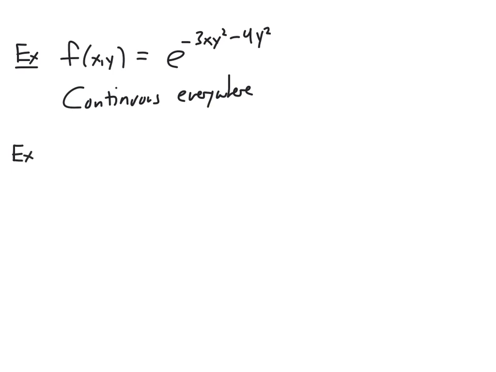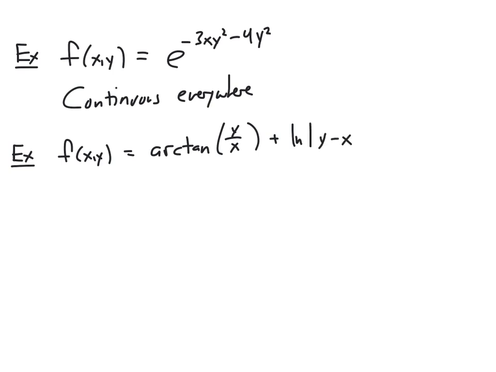And we'll look at one more example. Let's say f of (x, y) was the arctangent of y over x plus the natural log of the absolute value of y minus x.